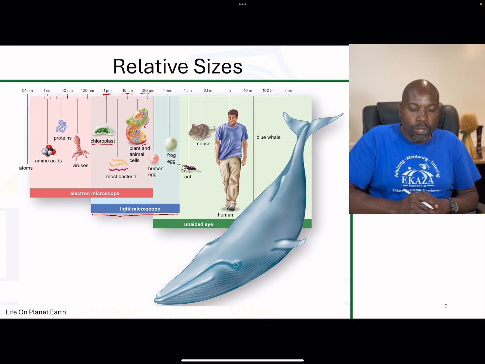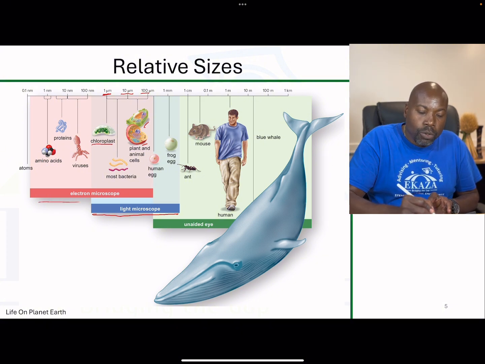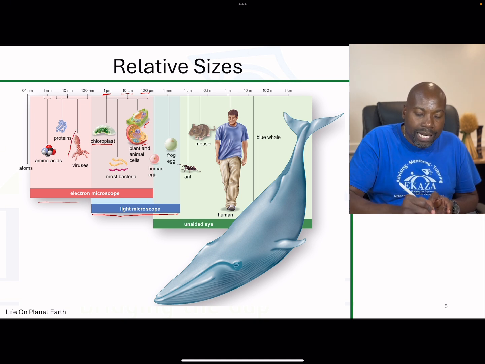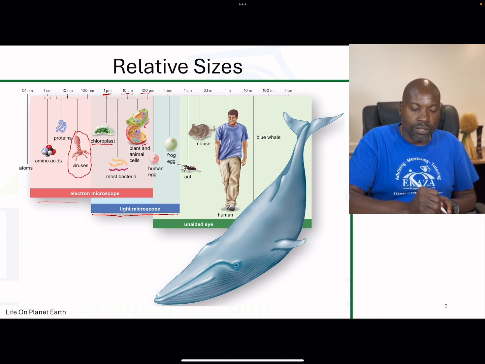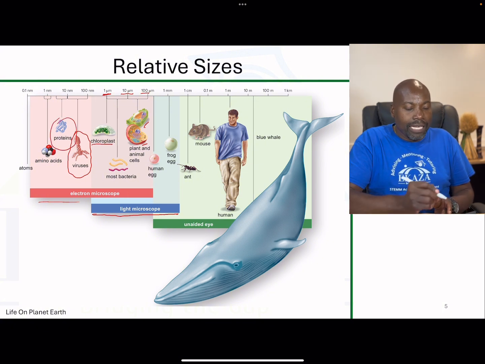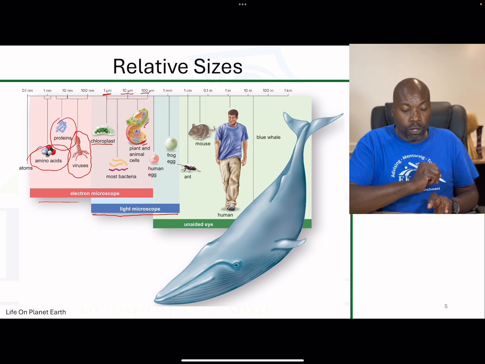You have to use an electron microscope, right? So you cannot see viruses with a light microscope. You need an electron microscope to see viruses, to see large proteins, right? And even amino acids, actually, you can see with an electron microscope.